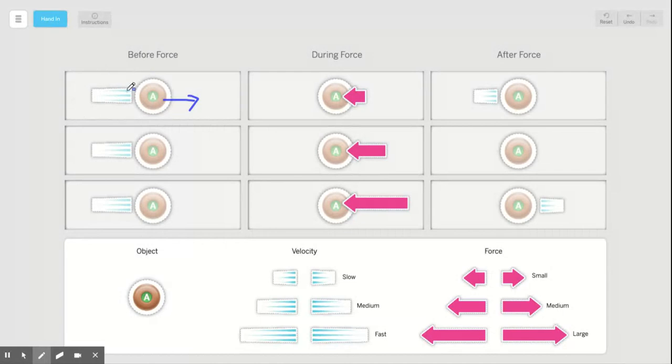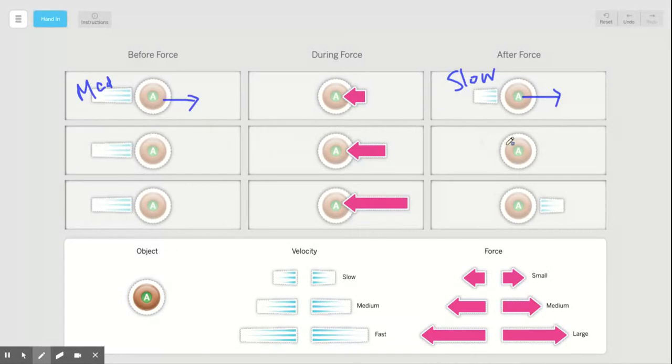So let's take a look at the speed and the velocity. That speed is a medium, and it's moving to the right. A force is exerted on it, a very tiny, small force, and it's going to the left, the opposite direction. And now our pod A changed velocity, and it slowed down. So it's at a slow level of velocity, and it's still moving to the right. So the velocity change is a slowdown.